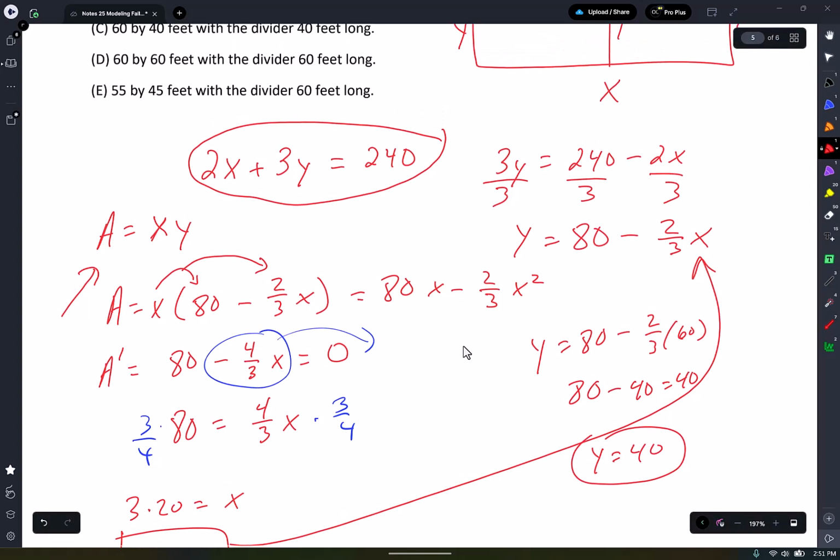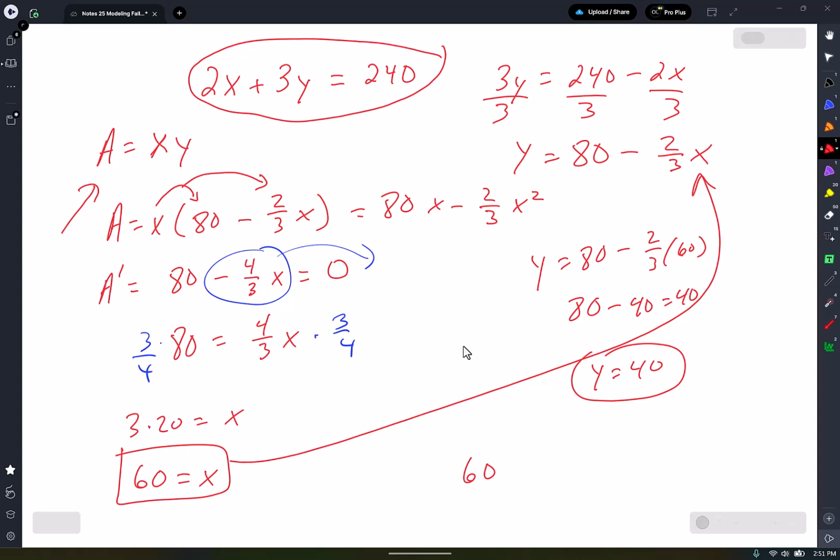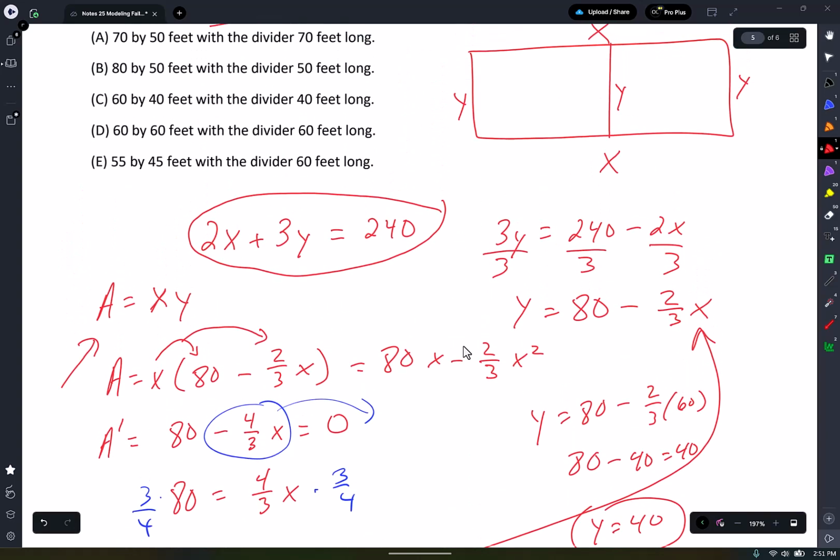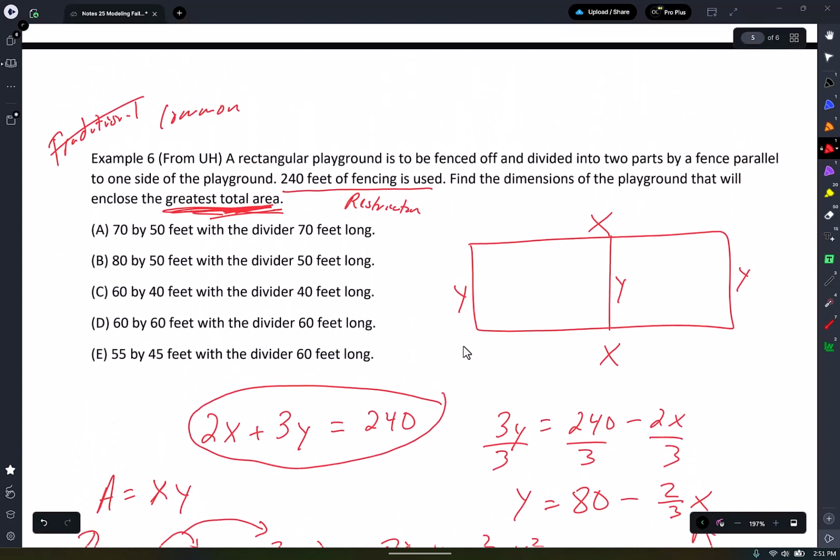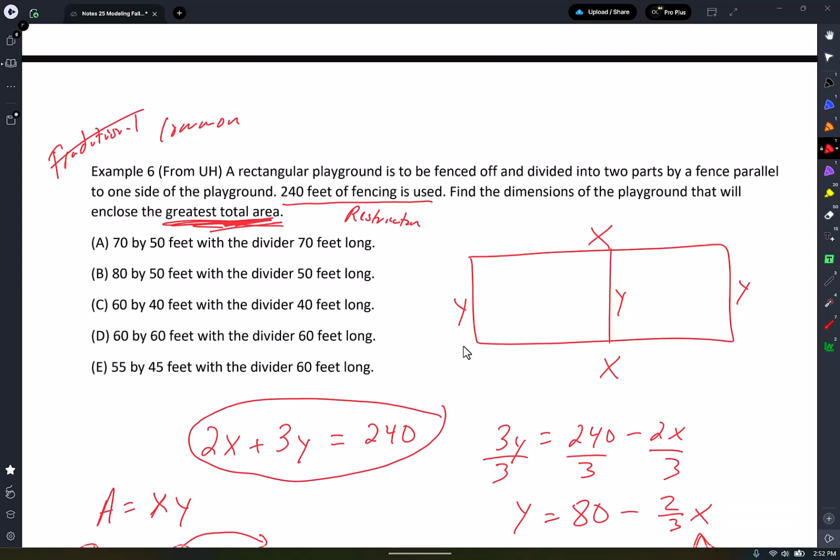So what gives me the biggest area? 60 by 40. And these are in feet. 60 feet by 40 feet. Cool or not cool? Yeah, there it is. C. With a 40 feet divider.